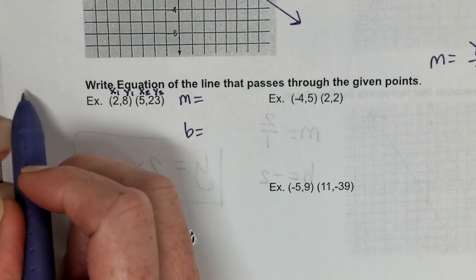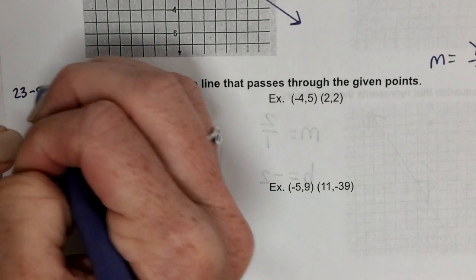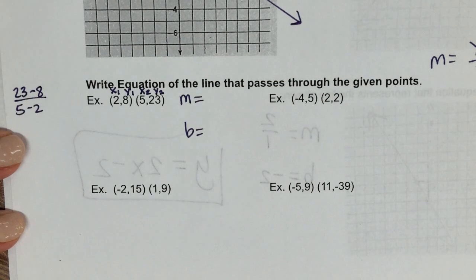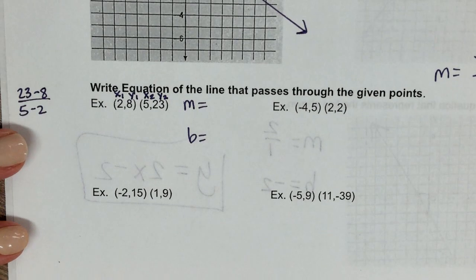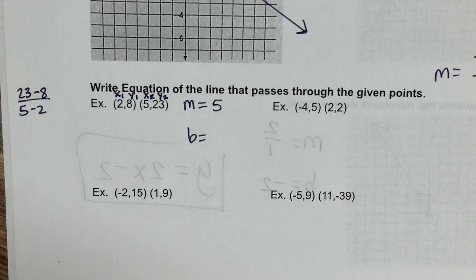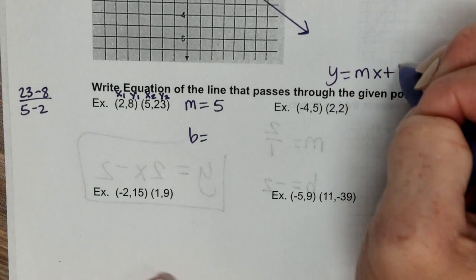All right, so over here I'm going to do 23 minus 8 over 5 minus 2. That's what y'all got, right? And what did you get for the slope? 5. Very good. So y'all all know how to do that. So if you can do that, this next part's not hard. What you're going to do is you're going to take the equation y equals mx plus b.